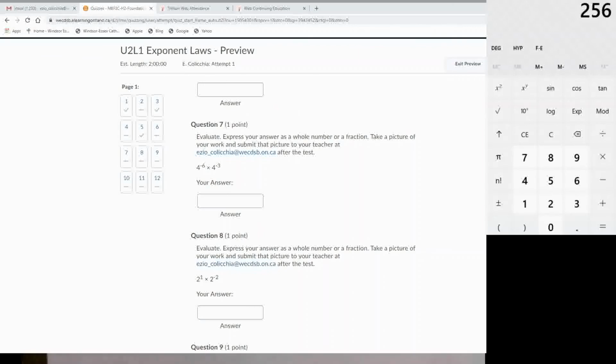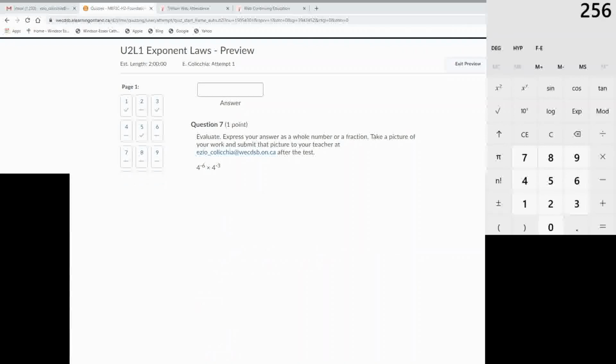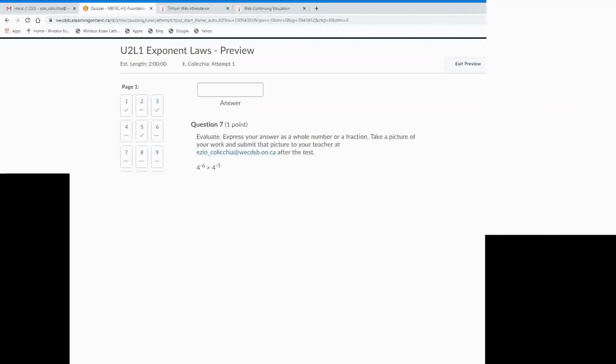Now for these questions 7, 8, 9, 10, 11, and 12, it says express your answer as a whole number or fraction, take a picture of your work, and submit that picture to your teacher. So what I want you to do for these questions is to do these on paper. So I will open up my video capture device here, and I'm going to reduce the size of that a bit. Sorry, my video capture device is off.